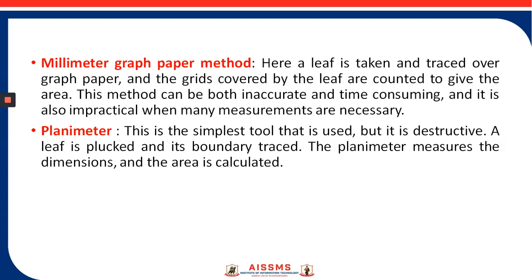The next method for measurement of leaf area is the millimeter graph paper method. In this method, the leaf is taken and traced over graph paper, and the grid squares covered by the leaf are counted to give the area. This method can be both inaccurate and time consuming. It is also impractical when many measurements are necessary, and it is a destructive method. The next method is the planimeter. This is the simplest tool that is used, but it is destructive. A leaf is plucked and its boundary traced. The planimeter measures the dimensions and the area is calculated.